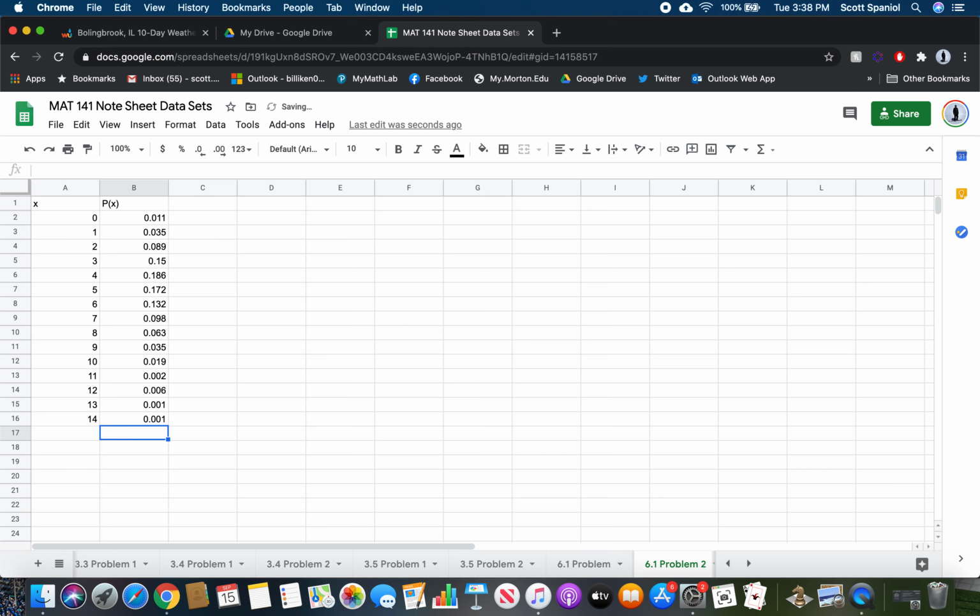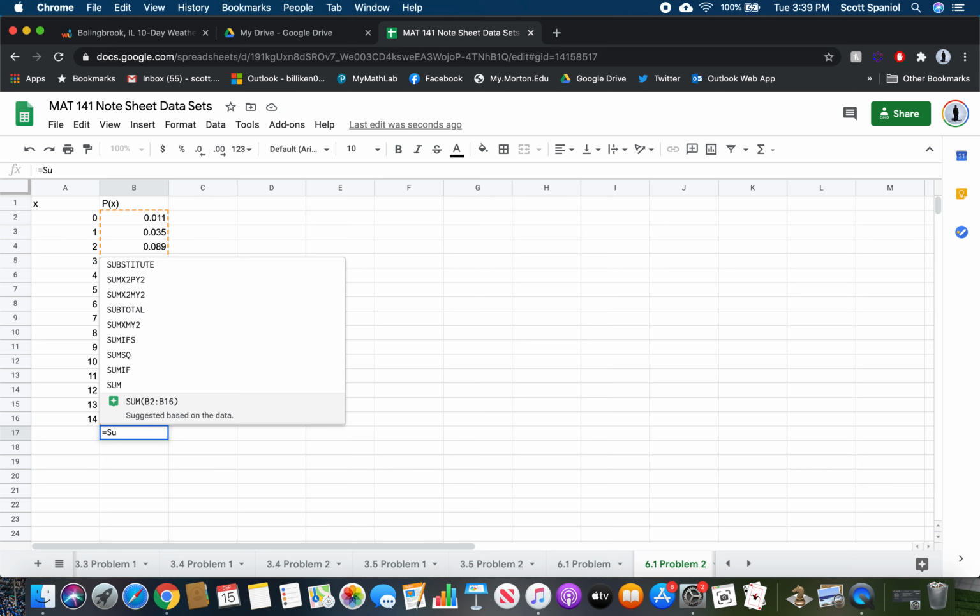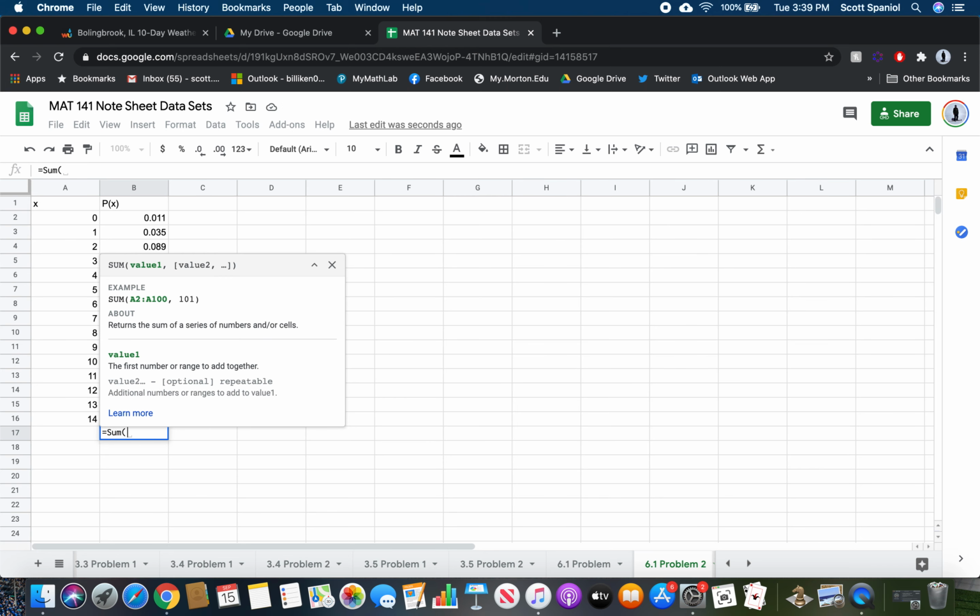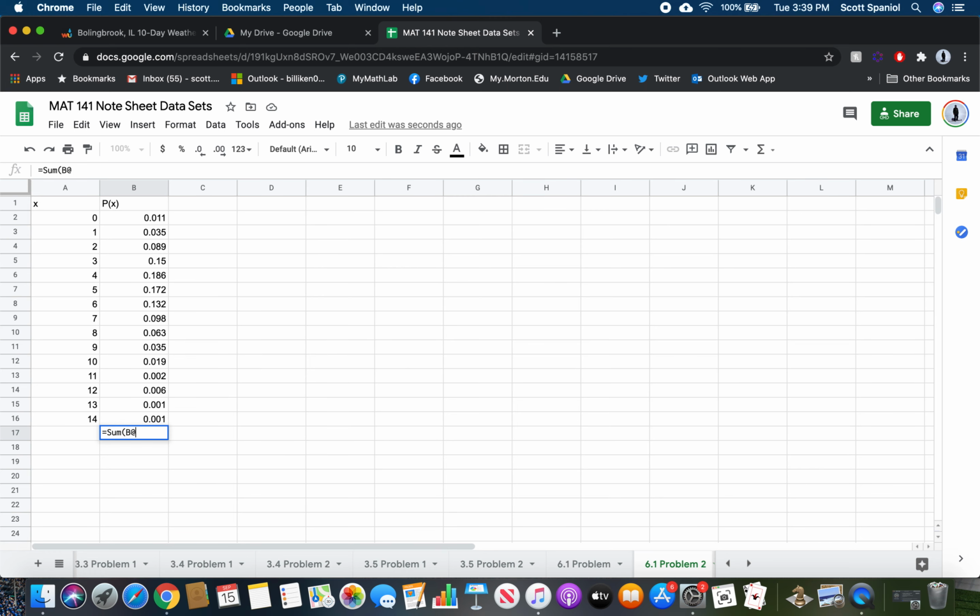Okay, so now that we've done all that, we can start by verifying that this is a probability distribution. All the values are between 0 and 1, so now we just need to check the sum. So that's the sum of B2 to B16. And we get a sum of 1, so that's good.